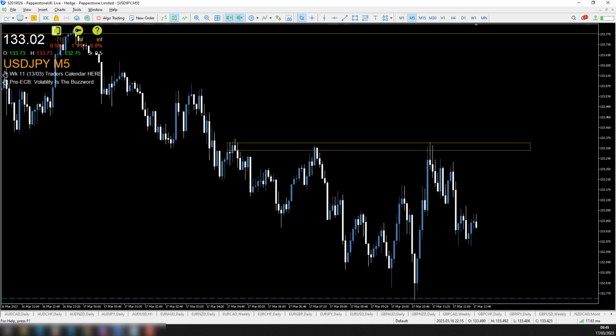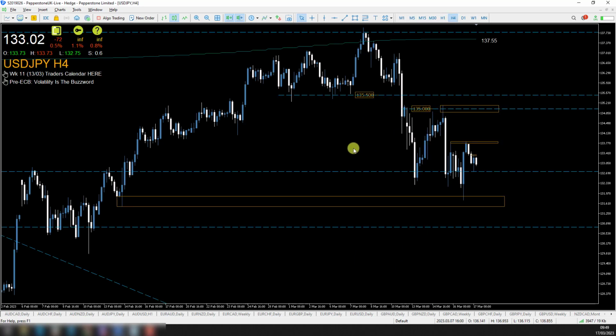And on the 5-minute you can see all this price action down here. This is where I took another position long, around this demand zone in here. I took another position long there as well. So that was a really nice trade that played out this morning.